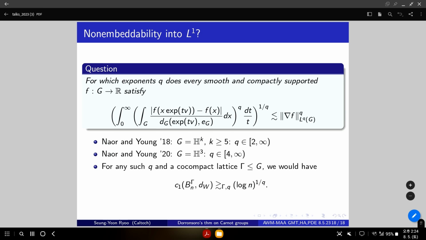In the case of Naor and Young that is presented here, they had to resort to more refined statements on the shape of sets in the Heisenberg group to prove these inequalities. Thank you.